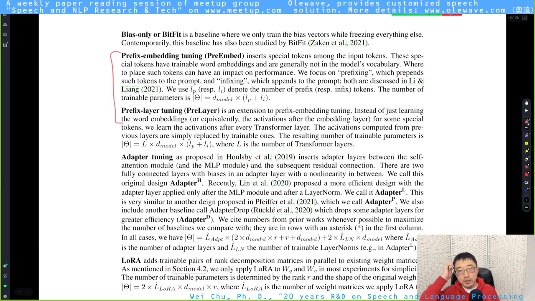I think in this paper, prefix tuning covers two approaches. First is called prefix embedding tuning, which is just inserting special tokens among the input tokens. It either prepends, or prepends and appends, such tokens to the prompt. And because those special tokens have never appeared, or the word embeddings are not in your model's vocabulary, you have to retrain your model. So what you have to do is just train the word embedding for this special token. Is that clear? And this is at the input stage, okay?